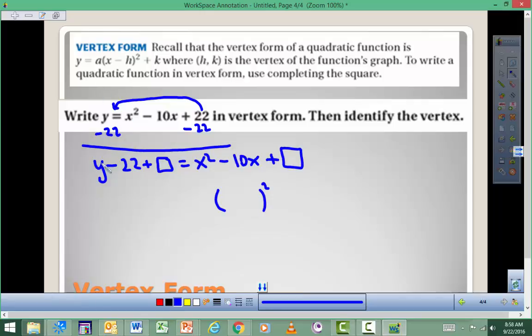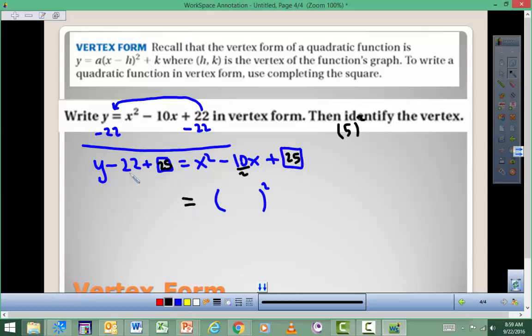So notice the only difference is that we have a y sitting over here now. Okay, so our search for that number is the same as before. We're going to divide that one by 2. We'll get 5, and then we square it, right? And so we get a 25 here and a 25 over here.